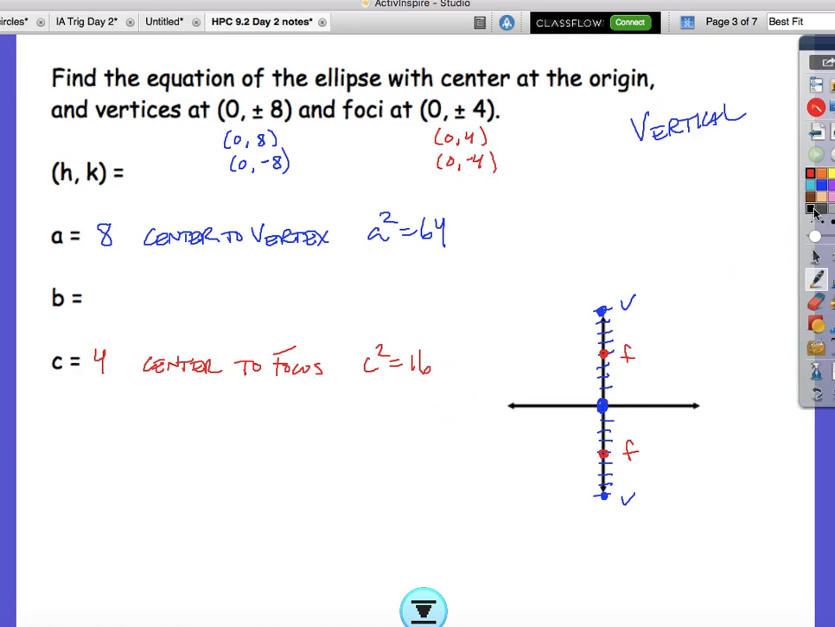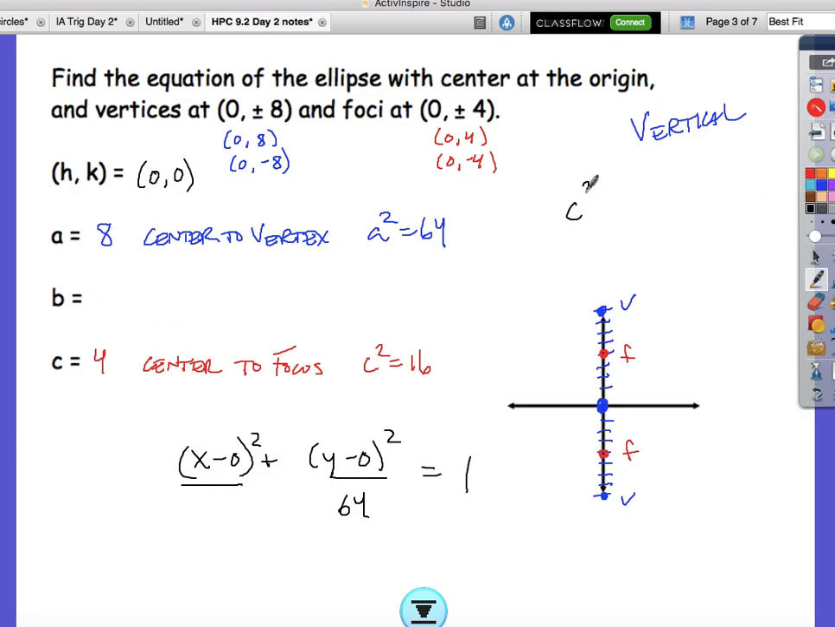All right, so here's a few things I know. Oh, and the center was at 0, 0. We were told the origin. So I'm going to have x minus 0 squared. I'm going to have y minus 0 squared. That's me putting in my center. Put them as fractions equal to 1. Since it's vertical, the a squared is going to go underneath the y's. So a squared is 64. That's going to go under the y's. This right here will be b squared, which I don't know yet.